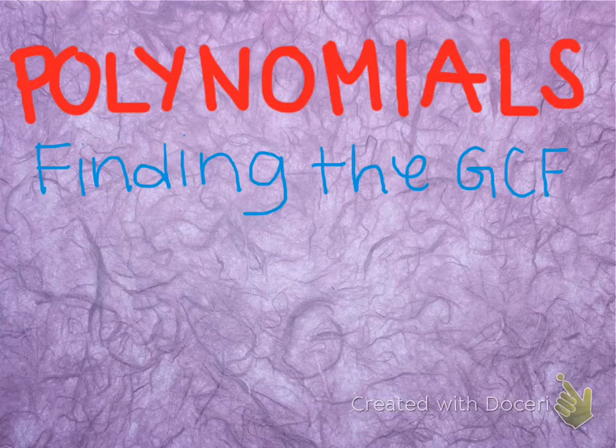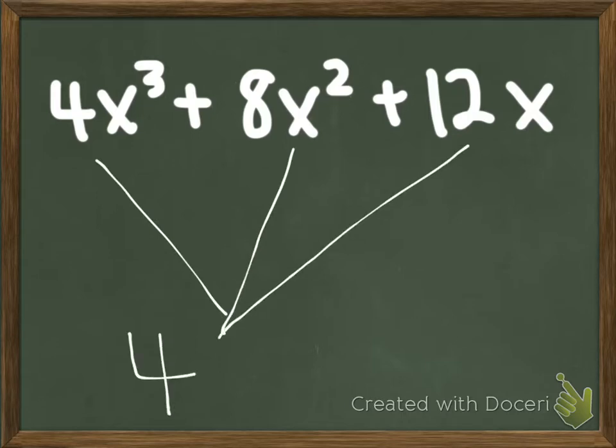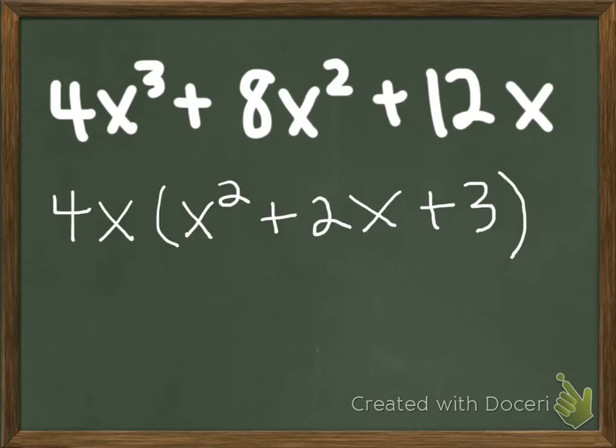Hello, today we are going to be talking about finding the greatest common factor of polynomial equations. Here's our polynomial equation, 4x cubed plus 8x squared plus 12x. As you can see, the greatest common factor of this equation is 4x. When you multiply 4x by x squared plus 2x plus 3, you get the sample equation above.